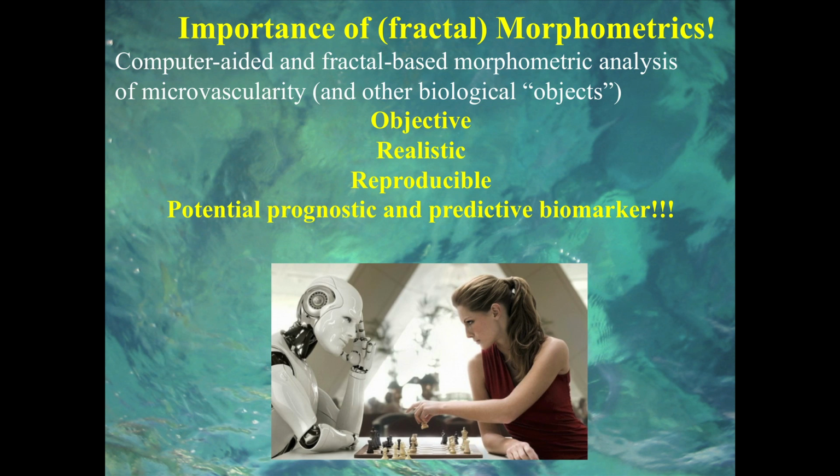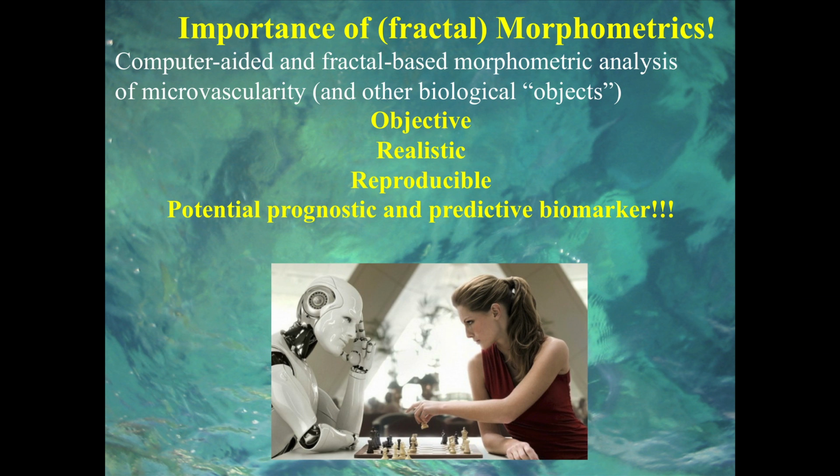It's reproducible because if I do this with the same algorithm here in Toronto, everyone in the world can apply the same algorithm. And so when you get a number, you can compare from a statistical point of view. So you are quantifying, not anymore comparing apples and oranges. You are quantifying and comparing the same object. And basically, this parameter is a potential prognostic and predictive biomarker.